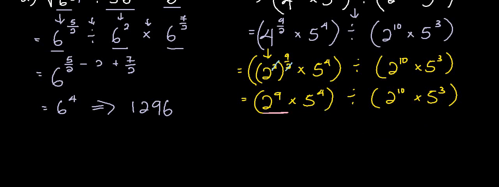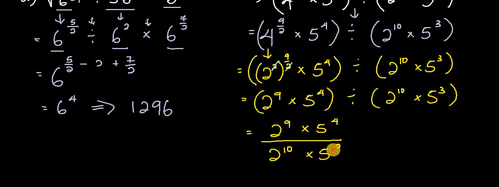Maybe I can just put them in a fraction so that you can see it better. So what I'm going to do, divide, another way I can write it, it's in a fraction. So 2 power 9 times 5 power 4 divided by 2 power 10 times 5 power 3. Yeah, you can just write them in a fraction and then you can just cut it off.